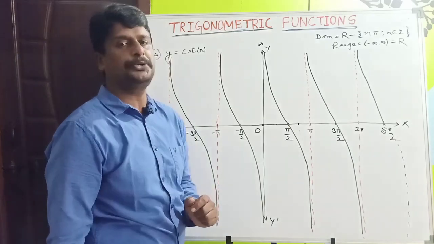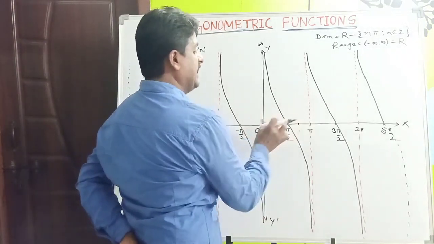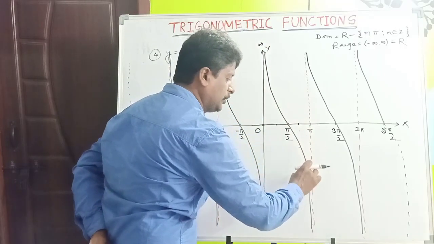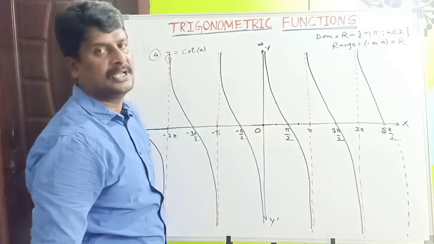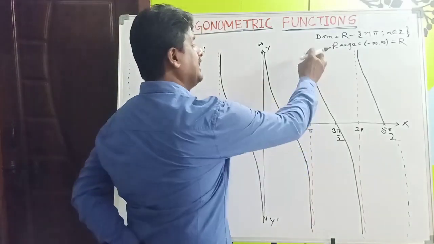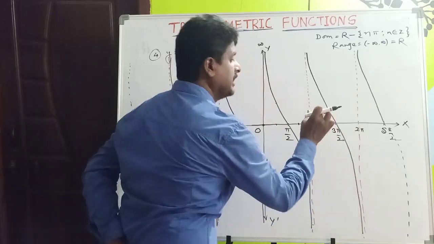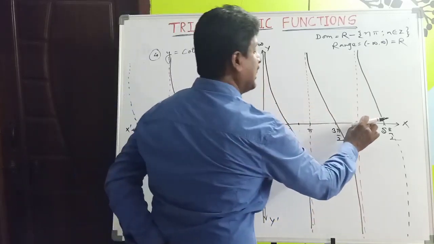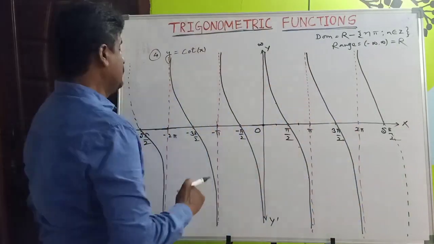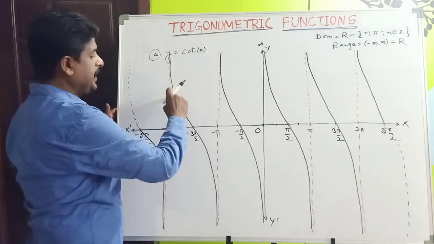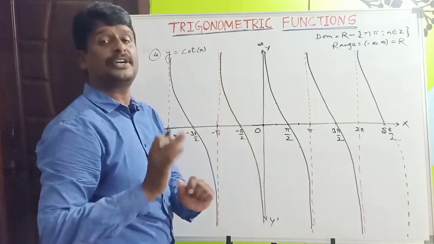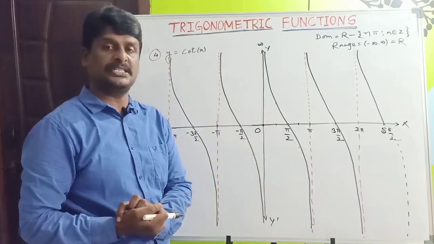And observe its continuity nature. In the 0 to pi slot, the graph can be drawn continuously without lifting the marker from the board. That's why it is continuous in the 0 to pi interval. Again, it is also continuous in the pi to 2 pi interval. Again, it will be continuous in the 2 pi to 3 pi interval. Same, minus 2 pi to minus pi also it is continuous. Minus pi to 0 also it is a continuous function.